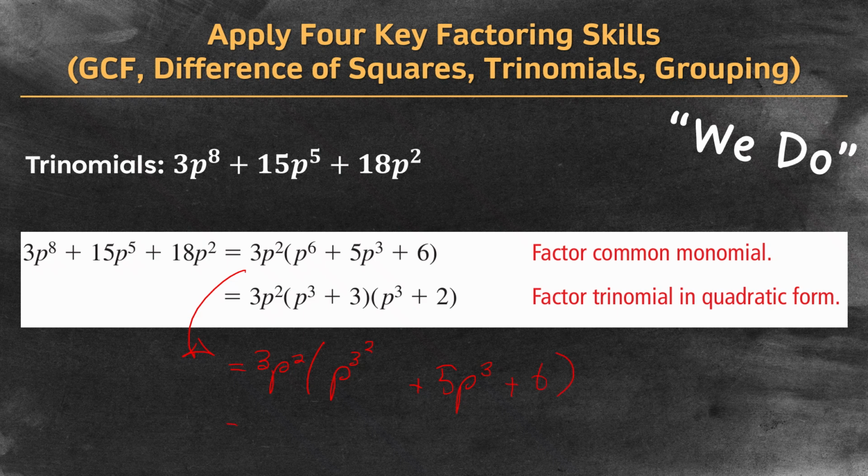So in other words, we can rewrite this by letting p cubed be a variable a. So we can say this is a squared plus 5a plus 6. Now, can we factor a squared plus 5a plus 6? Yes, we can. It is a plus 3, a plus 2. So we have p cubed plus 3 and p cubed plus 2. So that's the reason why.